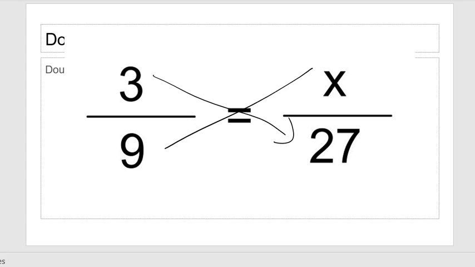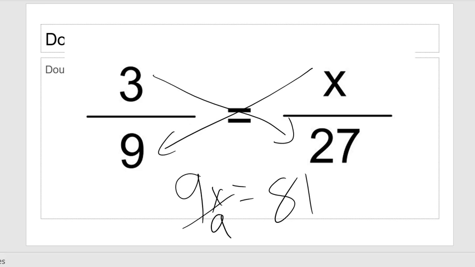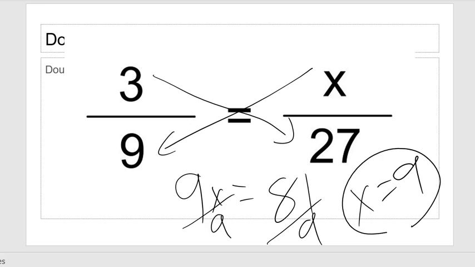So we're going to do what's called cross multiplication. You're going to take 3 times 27. It's going to give me 81. And then 9 times x is simply 9x. Divide both sides by 9. You get x equals 9. That's my first answer.